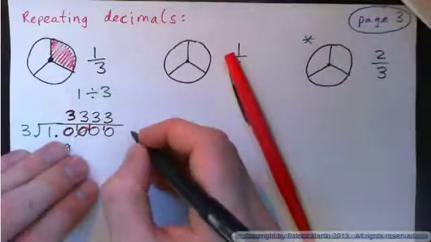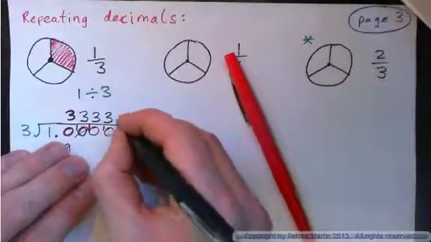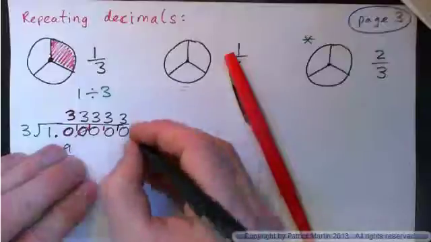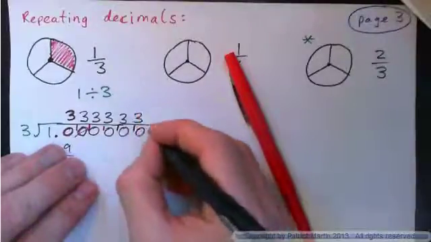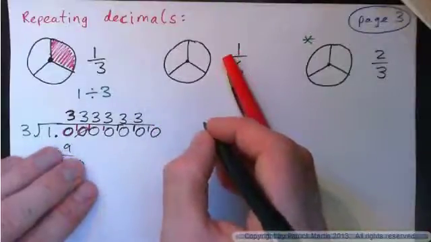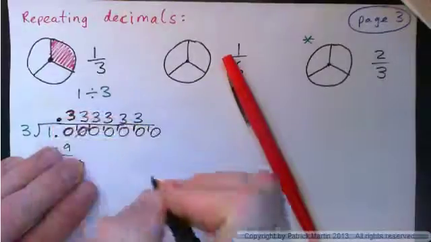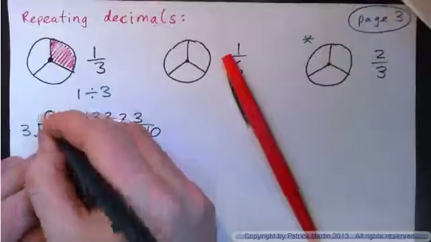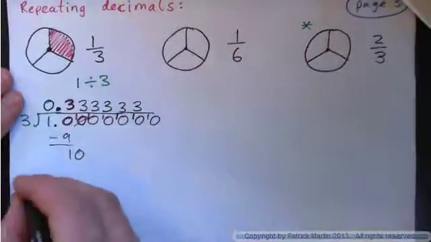Is this going to go on forever? Let's see. Remainder 1. And then add another 0 on there. 3 into 10 goes 3 times remainder 1, and it will go on forever, won't it? Where does the decimal point go in the answer? Does it go here? Yep. So the answer is 0.333333 and so on.